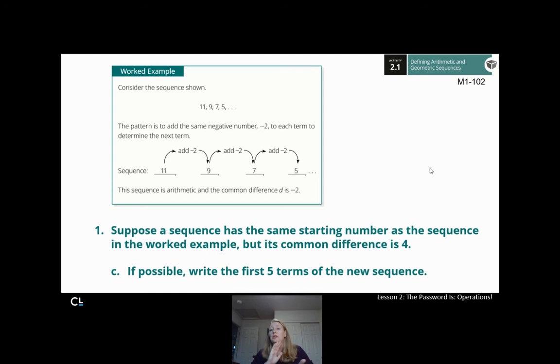If possible, I would like you to now write the first 5 terms of this new sequence. Remember that it starts with 11 and it now has a common difference of 4. So hit pause, just write down your sequence real quick and hit play to keep going.